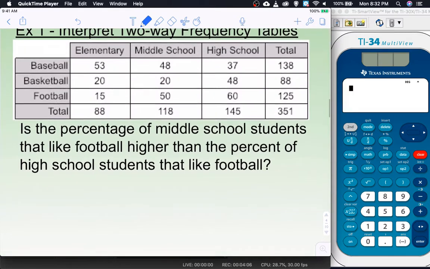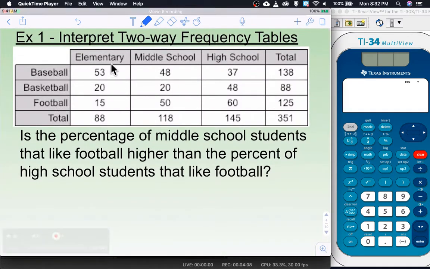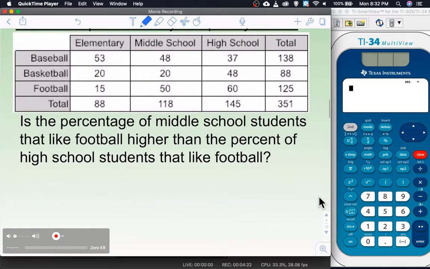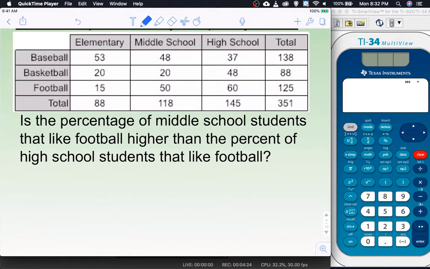Same table, just there's more questions and it was too much to fit on one page. Now this question's quite a bit more challenging. It says, is the percentage of middle school students that like football higher than the percent of high school students that like football? Ooh. So now we're being asked about percentages and two different schools and whether they like football. So I'm going to kind of organize my problem. So I'm looking for the percent of middle school students that like football. That's what I'm going to find over here. And then I'm going to find the percent of high school students that like football.